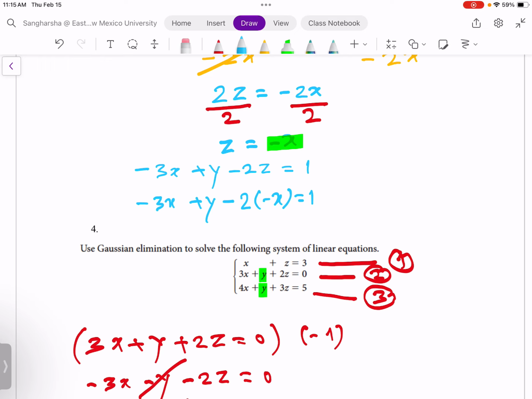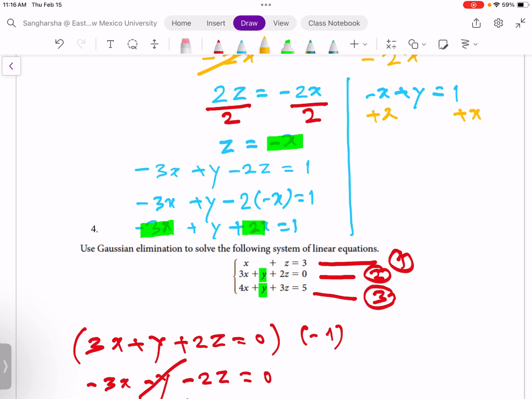Now let's simplify here. We have negative 3x plus y, negative 2 times negative x, that is positive 2x, equals 1. We have like terms here: negative 3x and positive 2x. Let's find what y equals. Negative 3x plus 2x is negative x, plus y equals 1. So let's add x on both sides, and our y is 1 plus x.